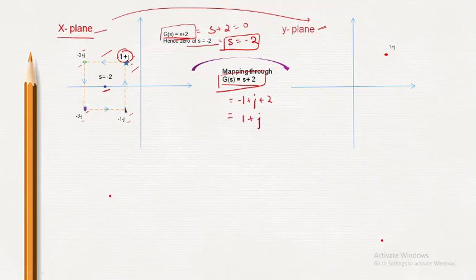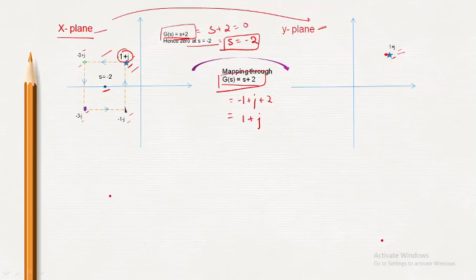So you will see that if I map this in this plane, then the point I am having over here is 1 plus j. As this -1 plus j has been mapped to 1 plus j, the symbol over here was a star, and the symbol over here is also a star. That means these are the same points that are being mapped.